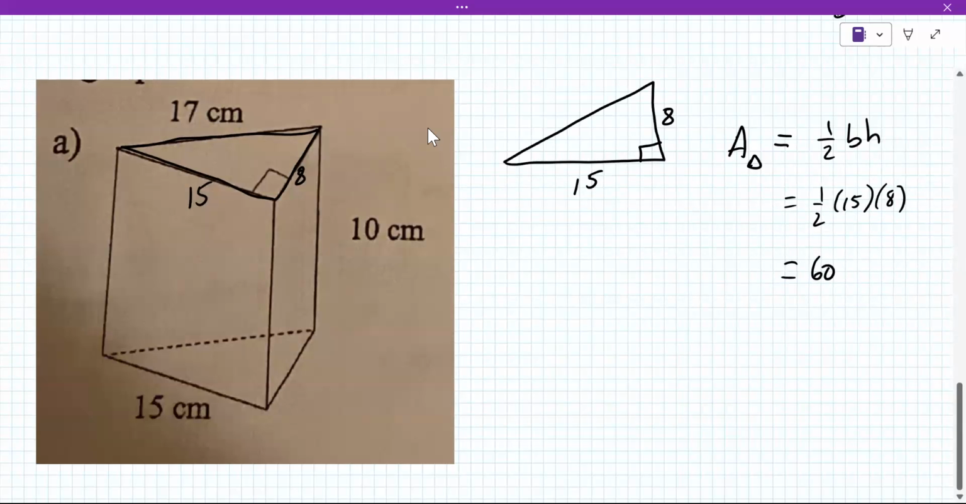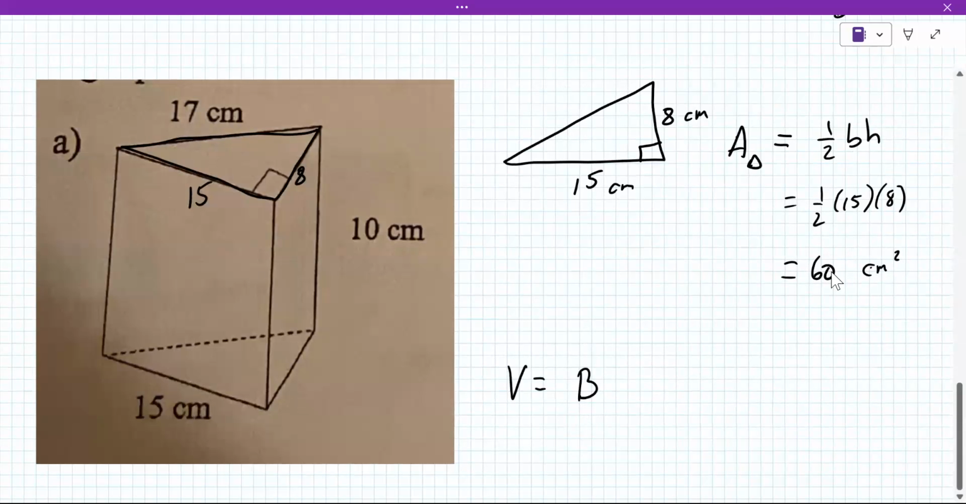Now we haven't talked much about units, but it's 15 centimeters times 8 centimeters. What are the units for area? What goes to the right of the 60? That right there is centimeters squared. Good.